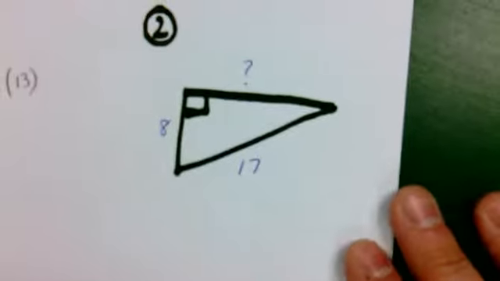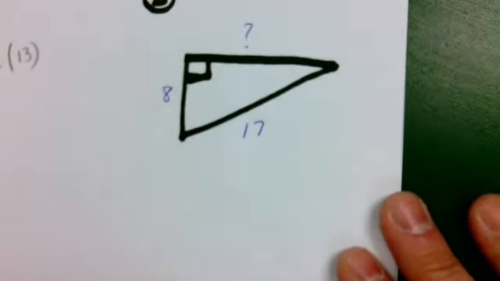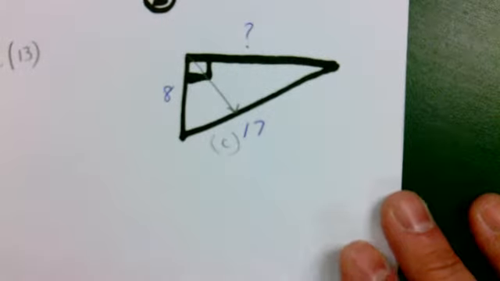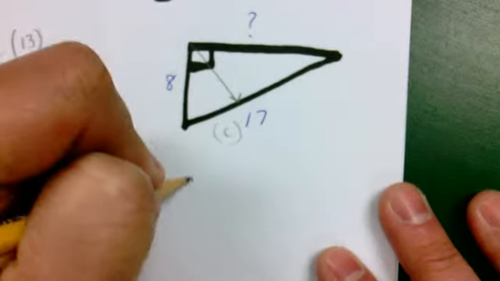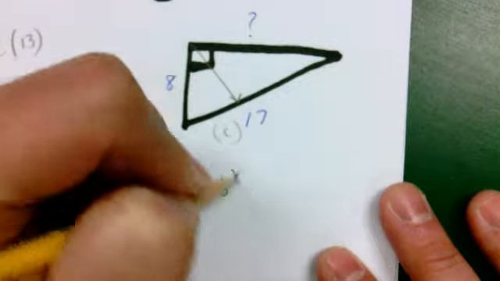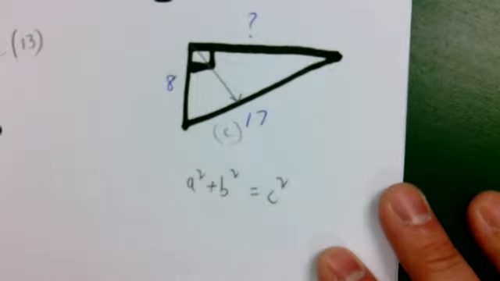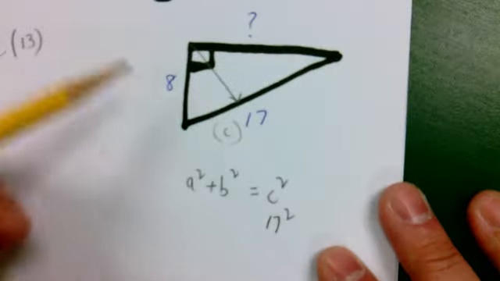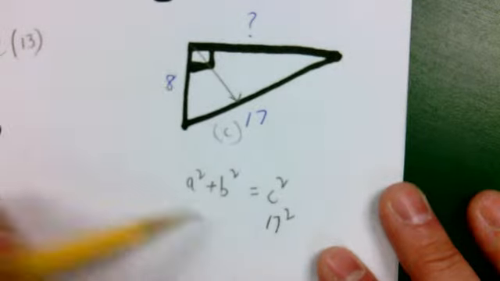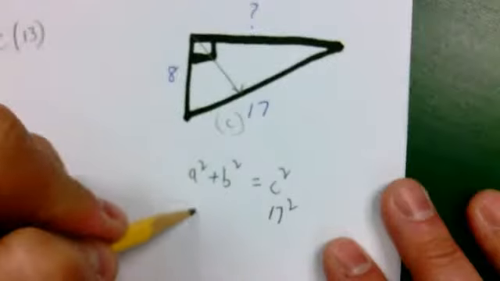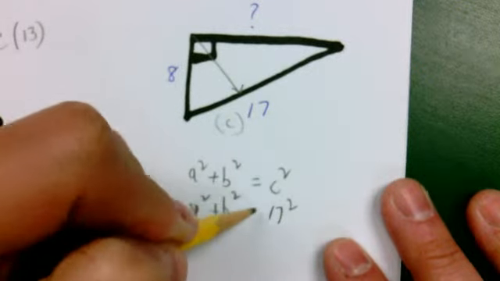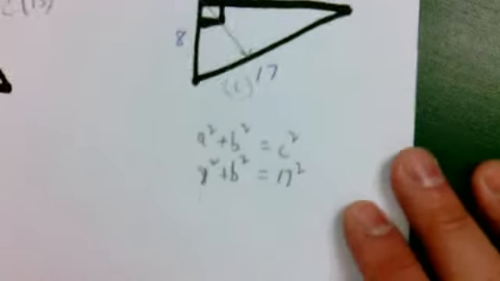Okay, number 2. Now we look at this one, and across from the 90-degree angle we already know C, so we're not looking for C. So when I start writing my theorem and I substitute in, I already know C, and the 8 can either be A or B. So let's say we'll just make it A. A squared plus B squared equals 17 squared.